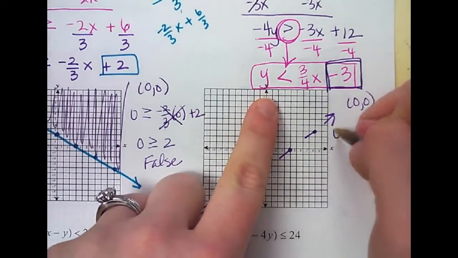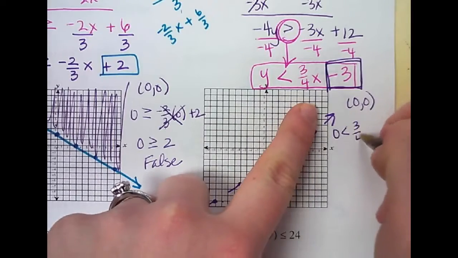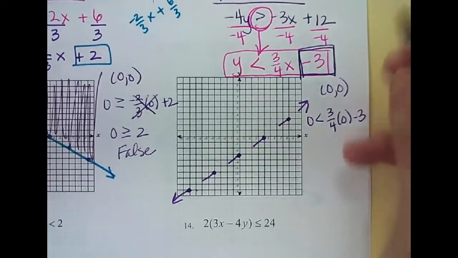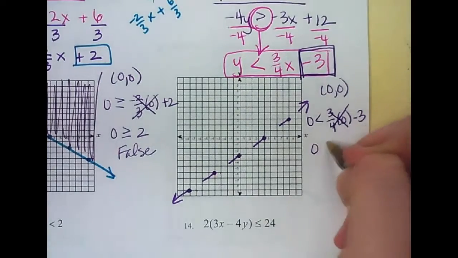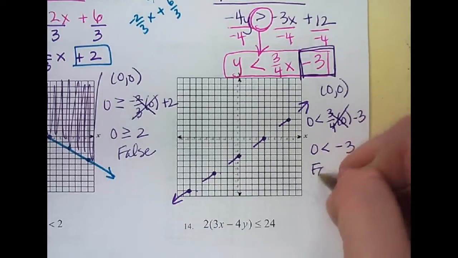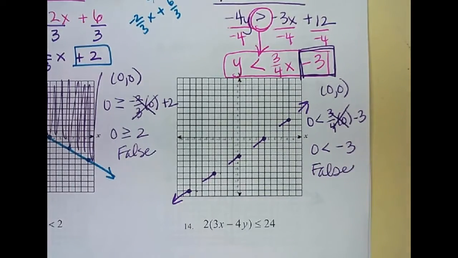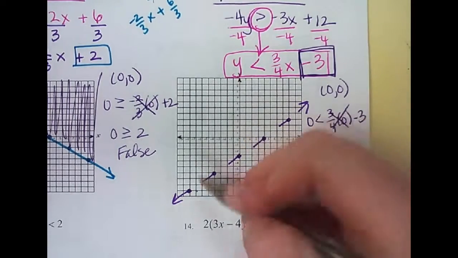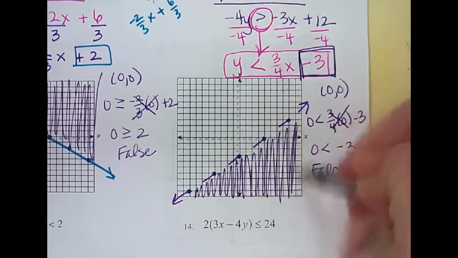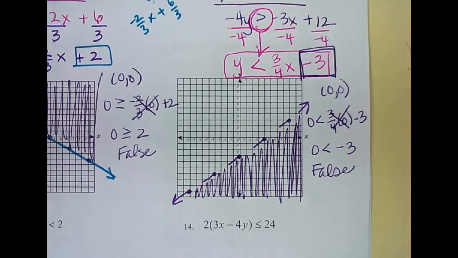So 0 is less than 3/4 times 0 minus 3. So that's gone. Is 0 less than -3? No. So here's 0, 0. I go to the other side and I shade the other side. Woohoo!